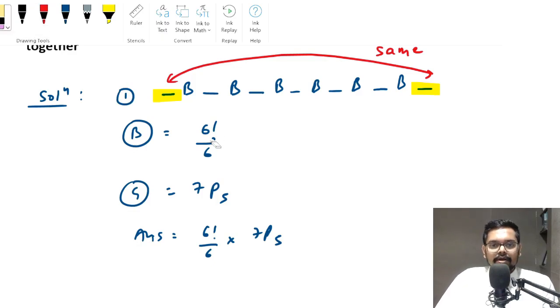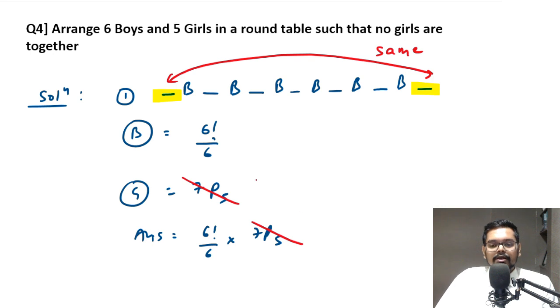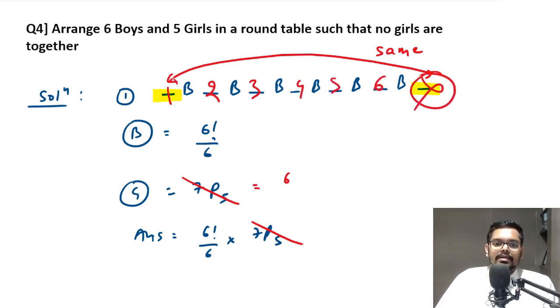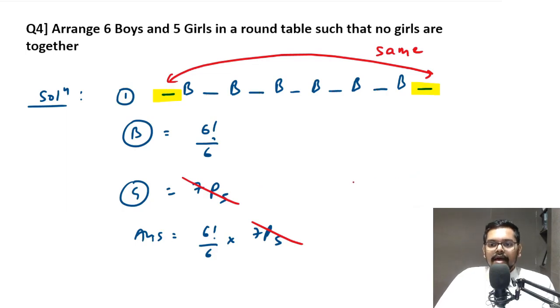Okay, so boys stuff is good. This thing actually was a mistake. So the actual answer is how many vacancies? 6 vacancies. See, 1, 2, 3, 4, 5, 6. Because this last and this are the same, so consider only one time. So 6 vacancies only there. Out of 6 vacancies, 5 girls arrangement 6p5. So 6p5. This is the final answer.